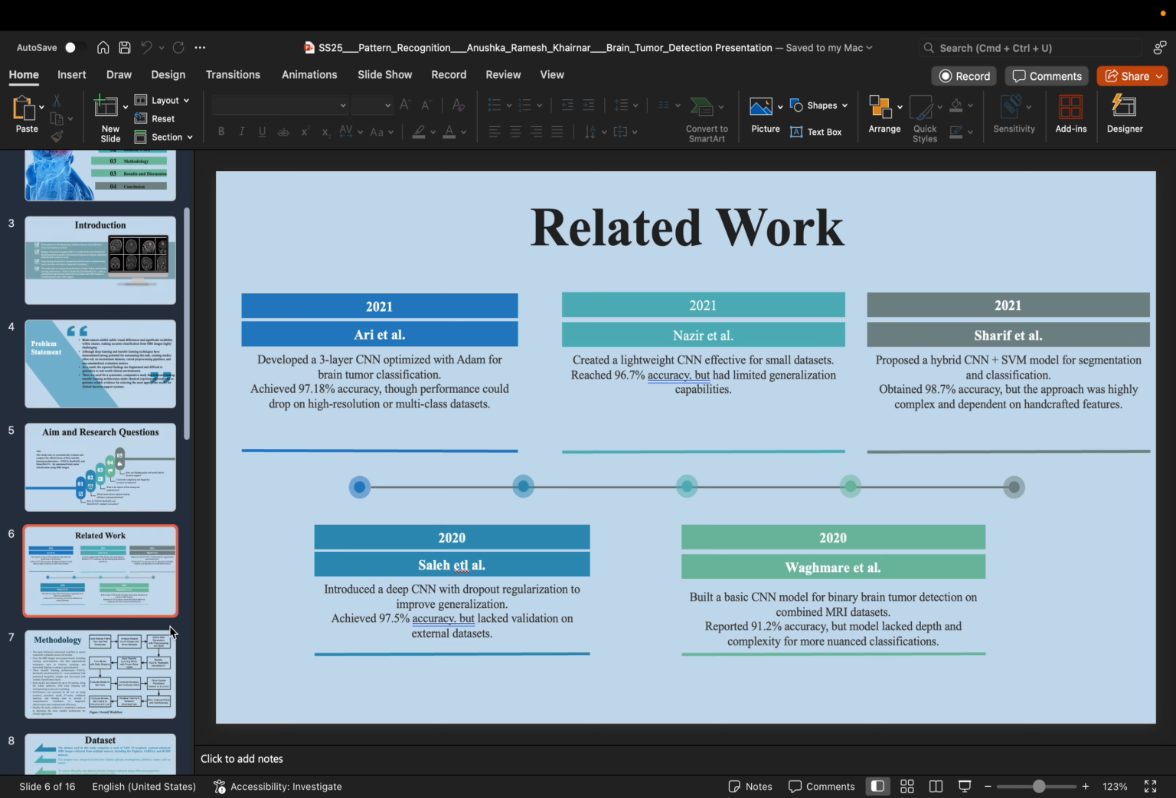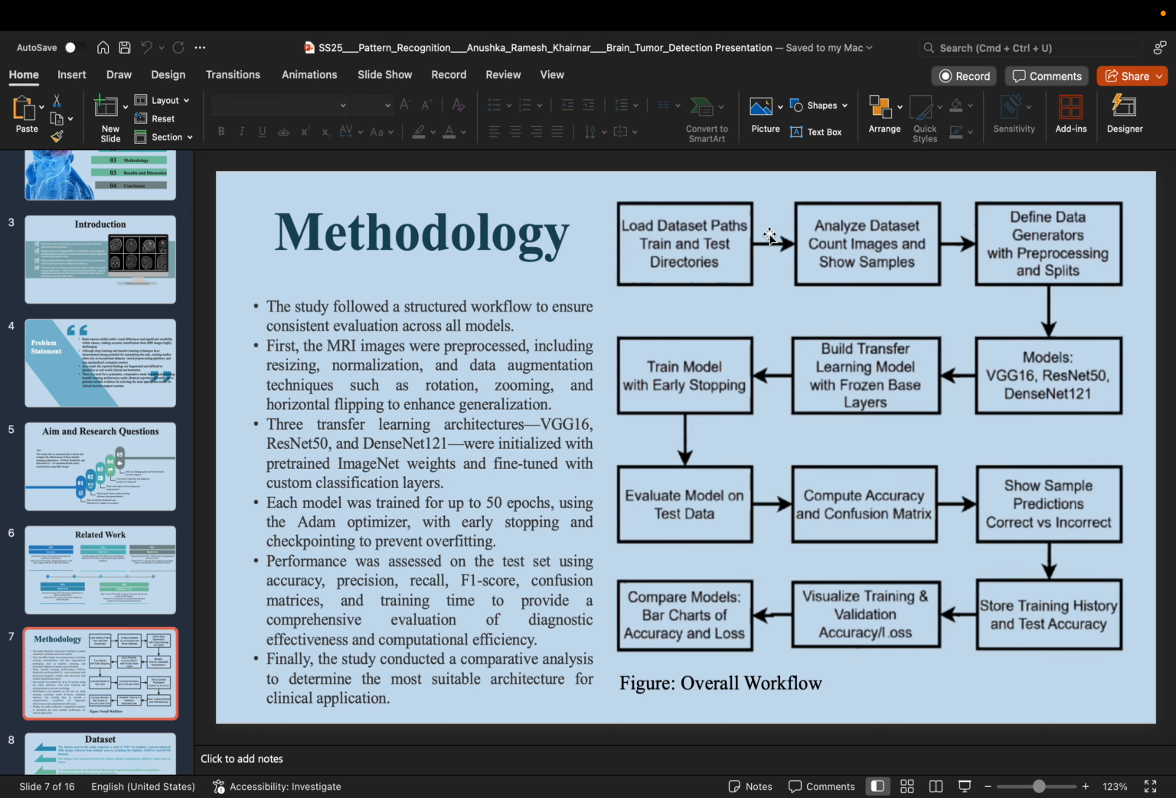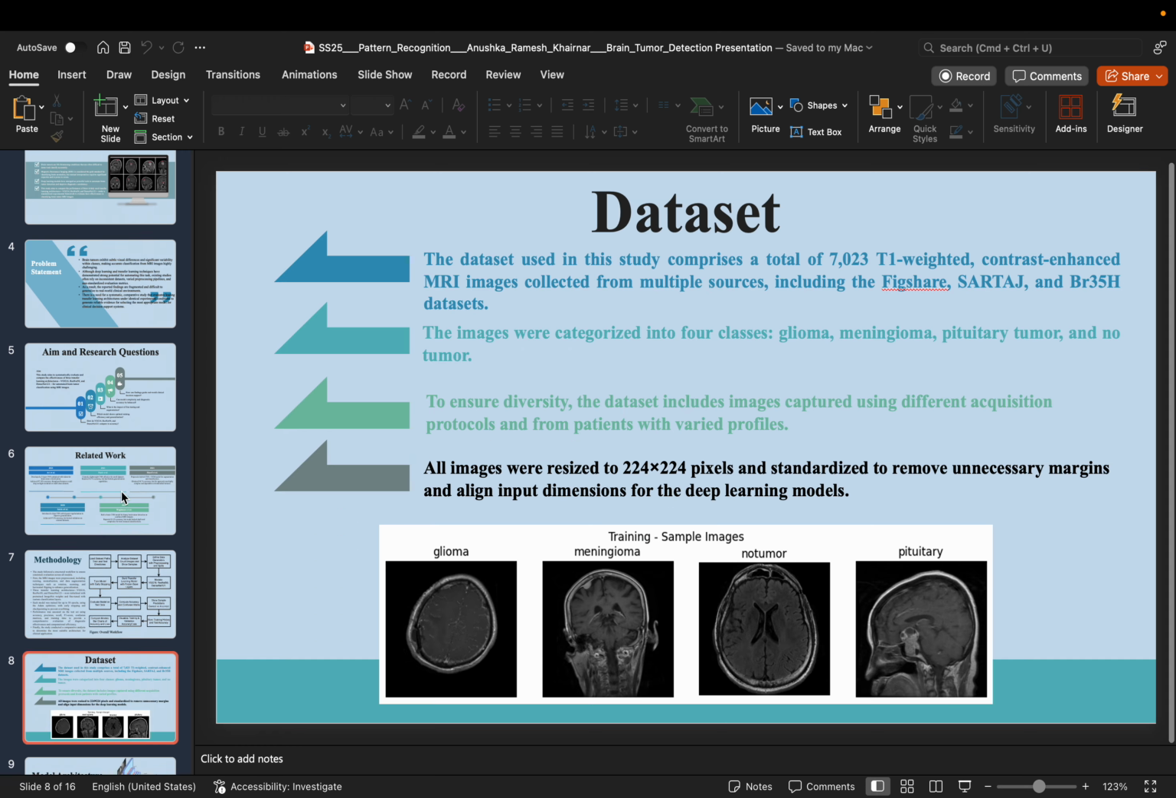Next, moving to the next slide, that is methodology. Here all the methodology is given. We follow a structured pipeline to evaluate the three models consistently. This is the pipeline structure. First, all the MRI images were pre-processed by resizing to 224 by 224 pixels, normalized and augmented using rotation, zoom and flipping. We initialized each model, VGG16, ResNet50 and DenseNet121, with pre-trained ImageNet weights.